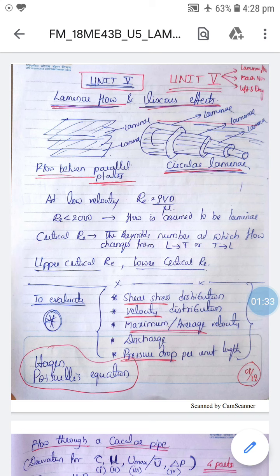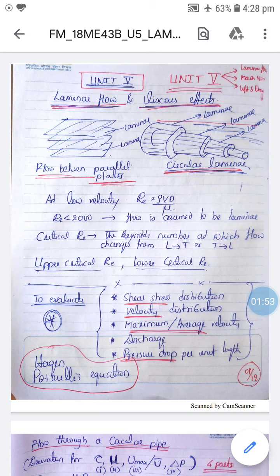That is called the critical Reynolds number, the Reynolds number at which the flow changes from L to T or T to L, that is what is written there. Similarly, based on that experiment, the number can be classified as lower critical Reynolds number or upper critical Reynolds number, whether the flow is going from laminar to turbulent or turbulent to laminar. So, there is a small concept about that.